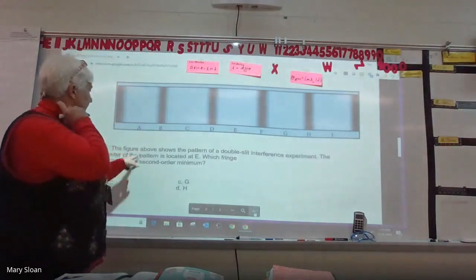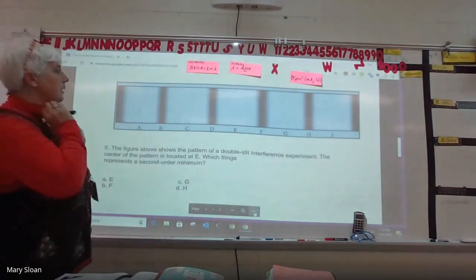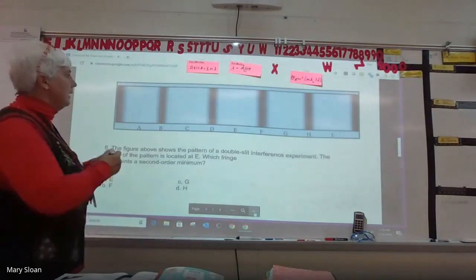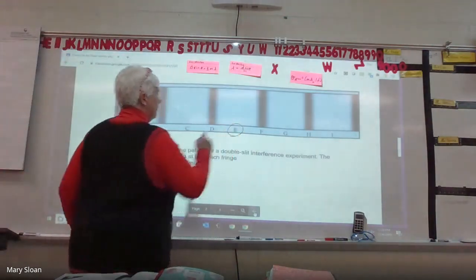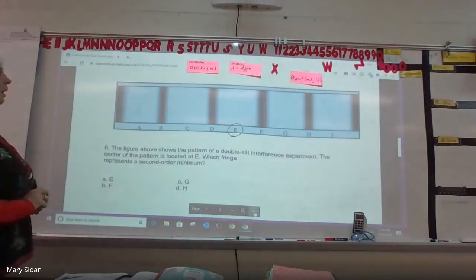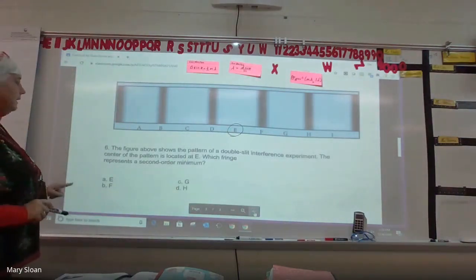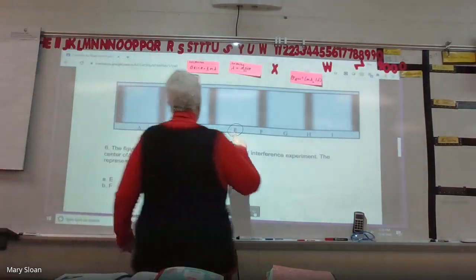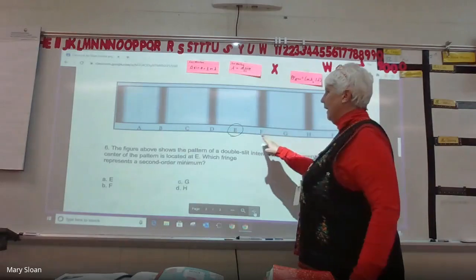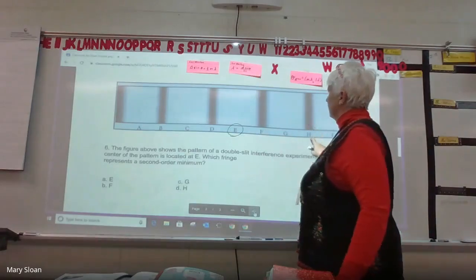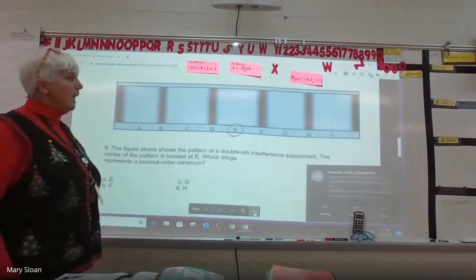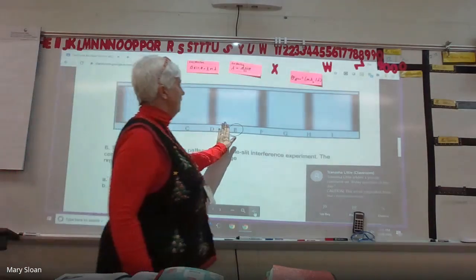So it says here, the figure above shows a pattern of a double slit interference experiment. The center of the pattern is located on E. So this is the center. So it says, which fringe represents the second order of minimum? Is it E, which would be the same one? Would it be G? Would it be F? Or would it be H? What do y'all think? H. Yes, it is H. Very good.